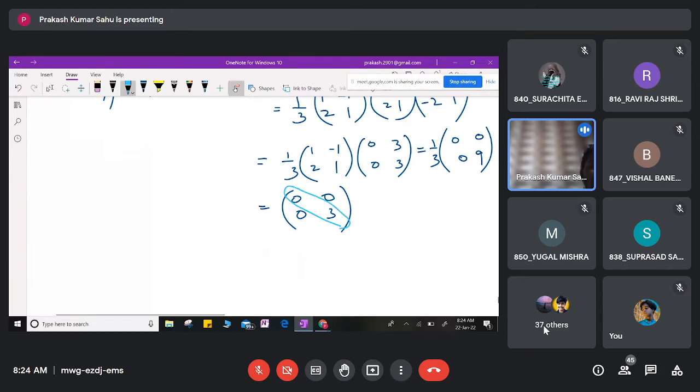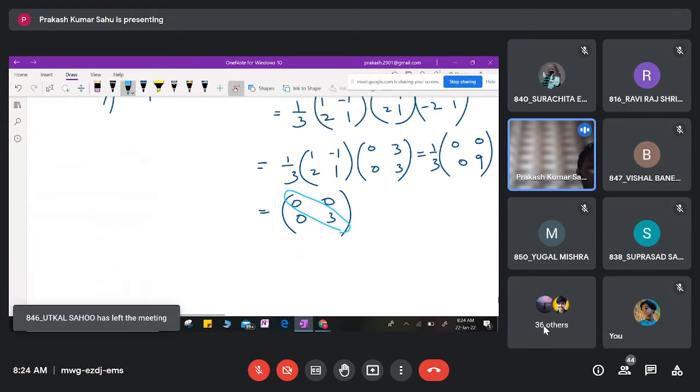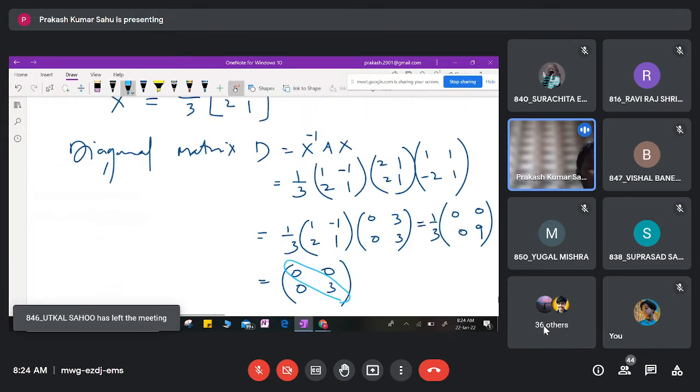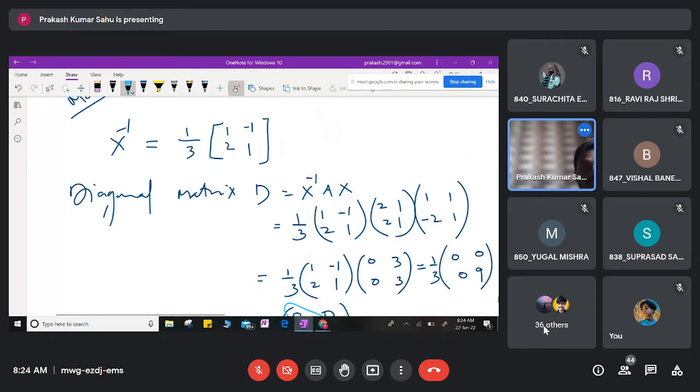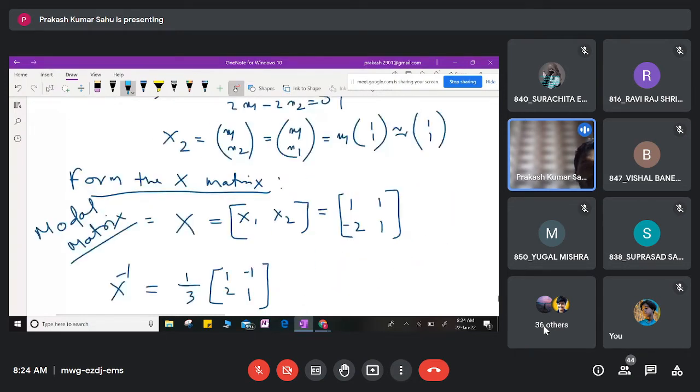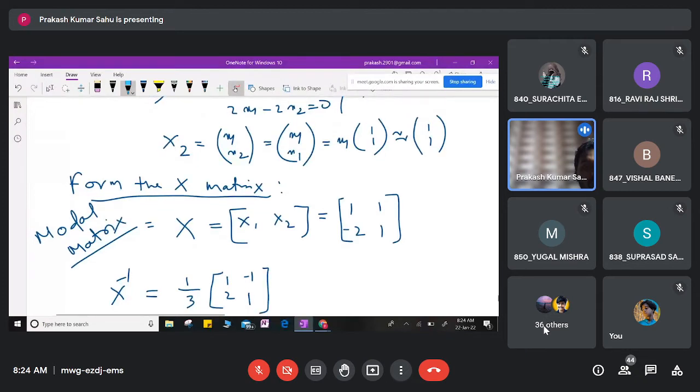This is the diagonal element, and this 0 and 3, these two are diagonal elements. These two are eigenvalues. Okay, but we got the eigenvalues 0 and 3. So here 0 and 3. But here remember one trick. Look, the eigenvalue that has come.